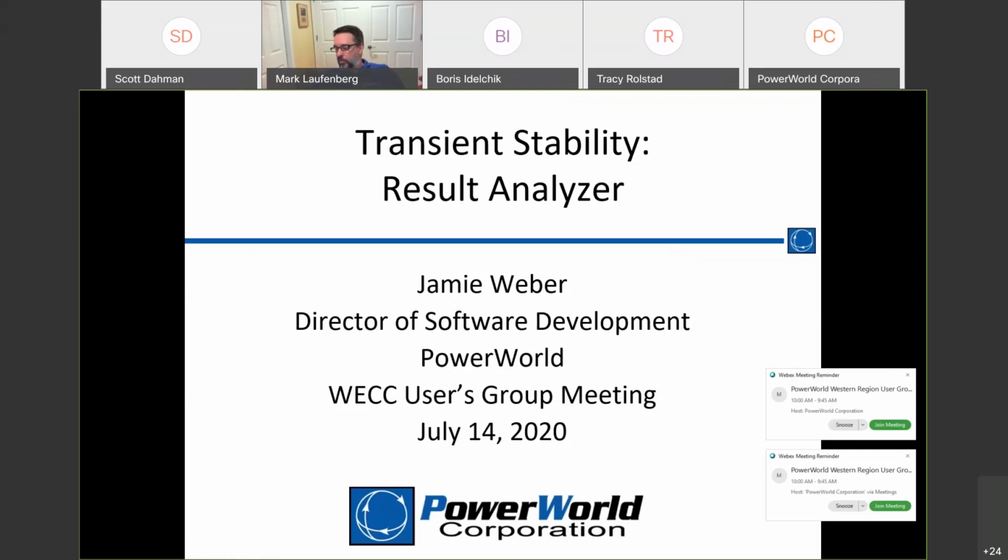And then we will have a presentation later on from Scott Dahman about the developments recently in the GIC tool, especially related to reading in some different types of files, other developments that have been going on.